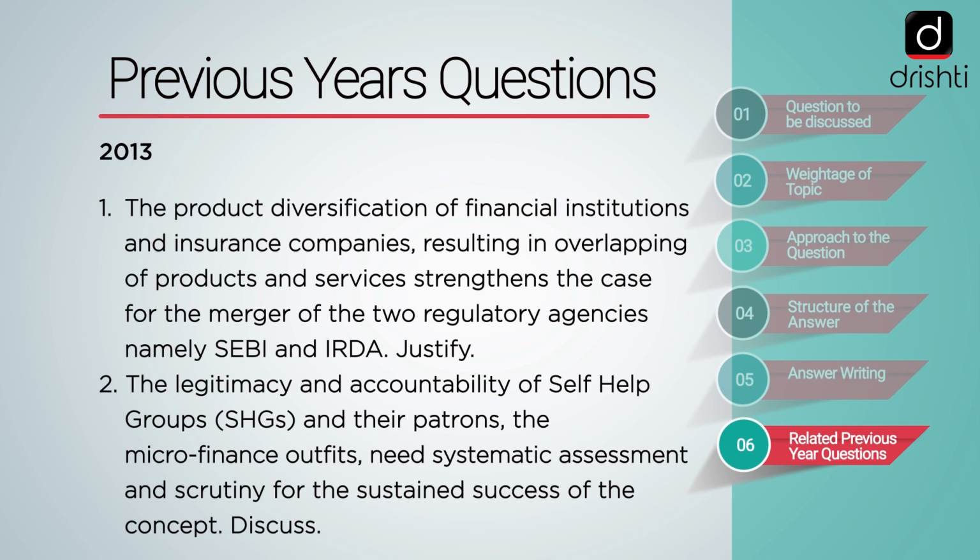The product diversification of financial institutions and insurance companies, resulting in overlapping of products and services, strengthens the case for the merger of the two regulatory agencies, namely SEBI and IRDA. Justify. The legitimacy and accountability of self-help groups and their patrons, the microfinance outfits, need systematic assessment and scrutiny for the sustained success of the concept. Discuss. With this, we conclude today's episode of Mastering Mains Answer Writing.